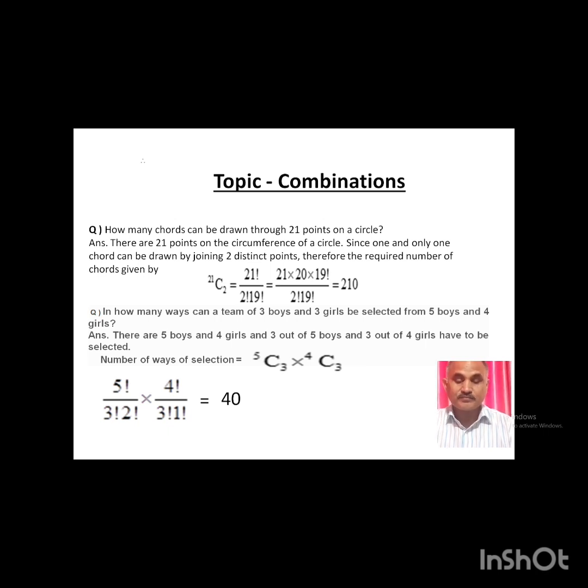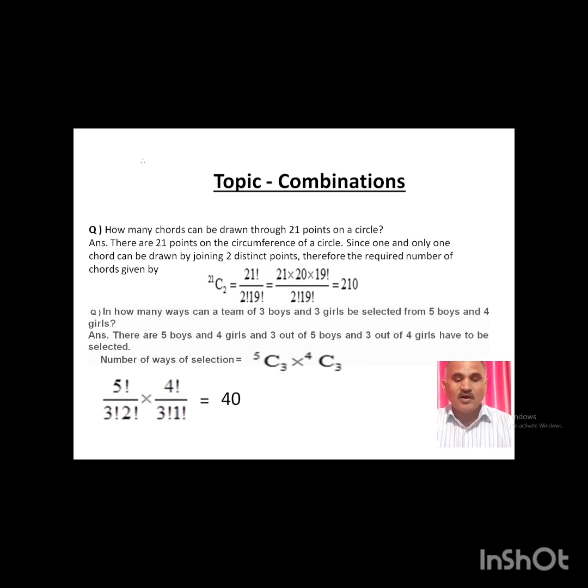In support of that, taking a question: how many chords can we draw through 21 points on a circle? So n is equal to 21, r we have taken as 2, so that is 21C2, which is equal to 21 factorial upon 19 factorial into 2 factorial, that is equal to 210.